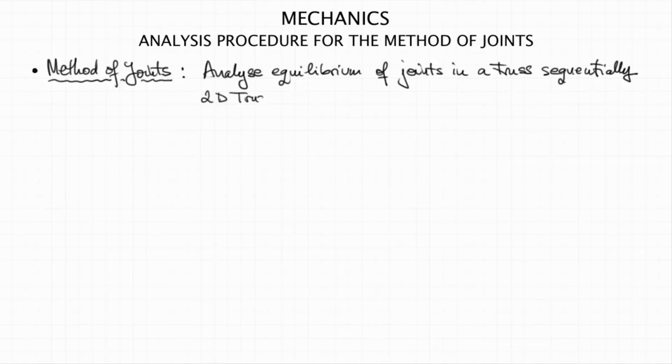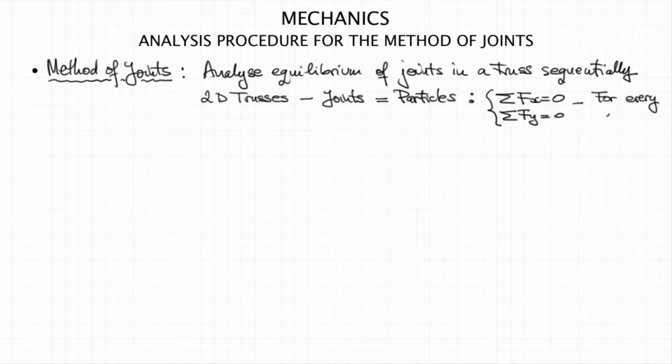Now, in the two-dimensional trusses that we study, three-dimensional trusses are not included in this course, the joints behave like particles, as we discussed in the previous lecture. So for studying the equilibrium of particles, we have to write two equations of equilibrium for each and every joint. And in order to explain the method, I'm going to use a practical example.